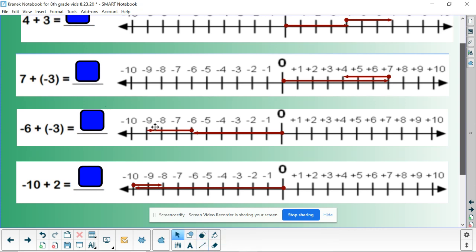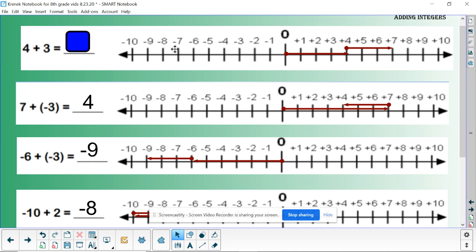So again, let's take a look at this. Negative 10 plus positive 2. I'm left with negative 8. Negative 6, and I had to back down 3 to negative 9. I went to positive 7, and I had to add 3 negatives, so I had to move backwards to 4. And I went to 4 positives, and I added 3 positives, and I'm at positive 7.